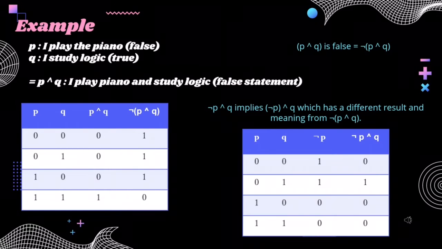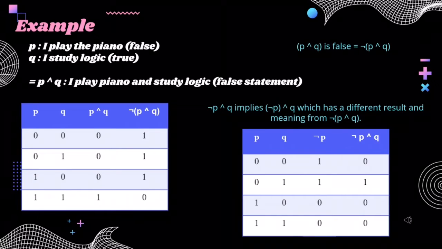For example, the question mentioned that premise P is: I play the piano, and the statement is false. For the second statement, Q is: I study logic, and the statement is true. So the statement P and Q is: I play piano and study logic. It will be a false statement because the P statement is false and the Q statement is true.